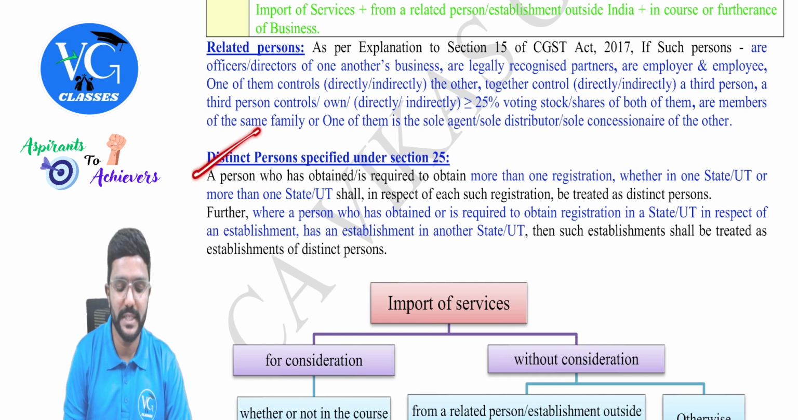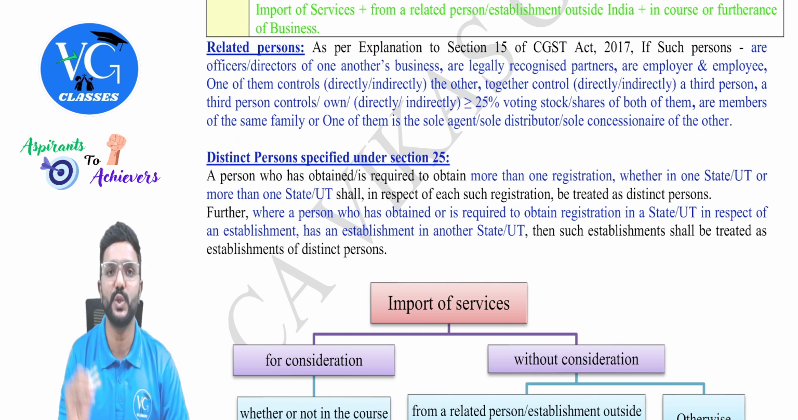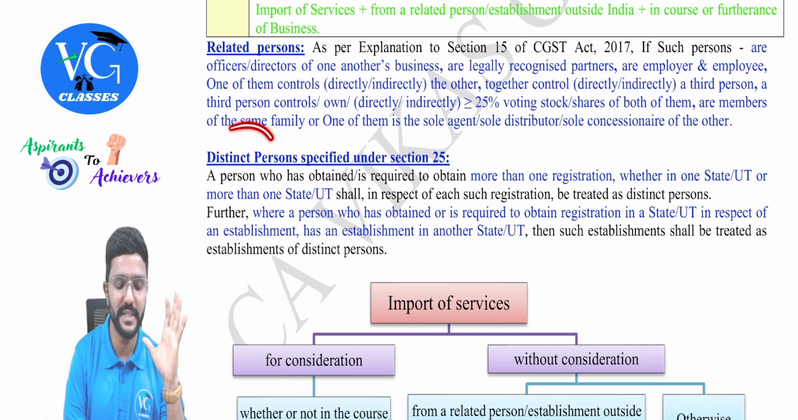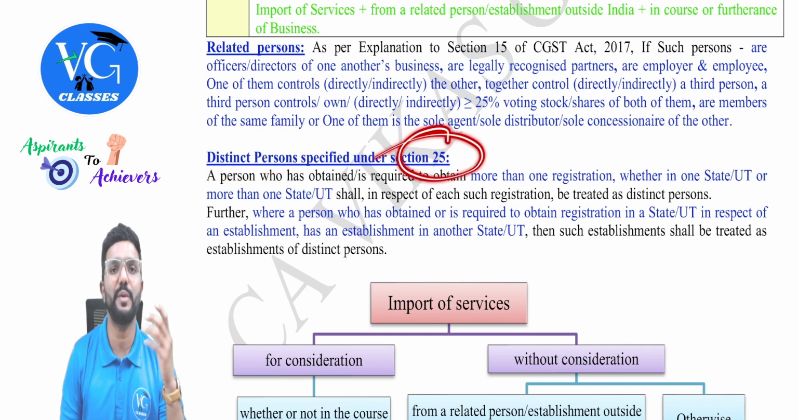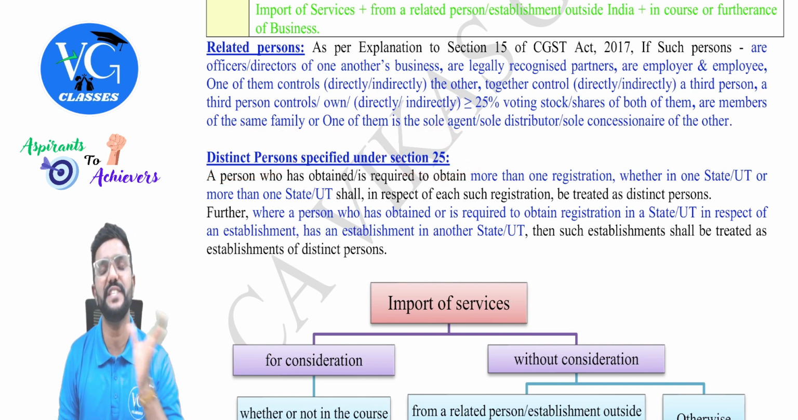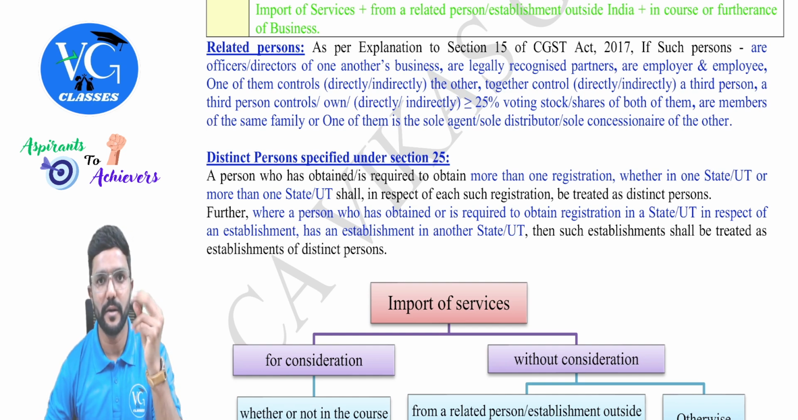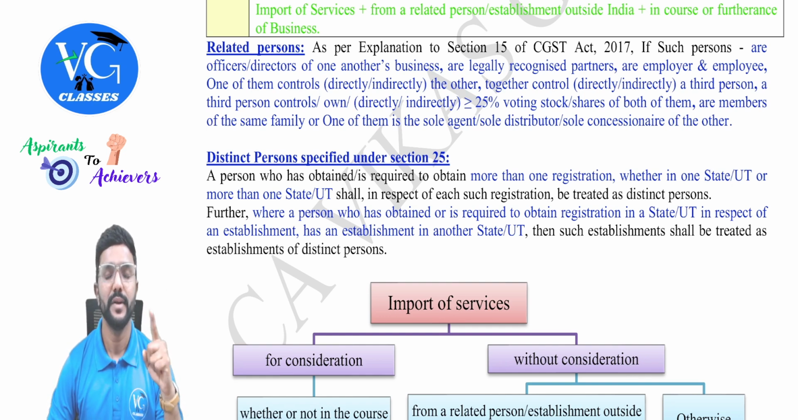Then coming to distinct person specified under section 25. Guys, this talks about registration, which is very important. Section 25 talks about the procedure for registration. Under GST, please listen here, we'll just try to connect it to the registration topic. Under GST, registration is state-wise but PAN-based.